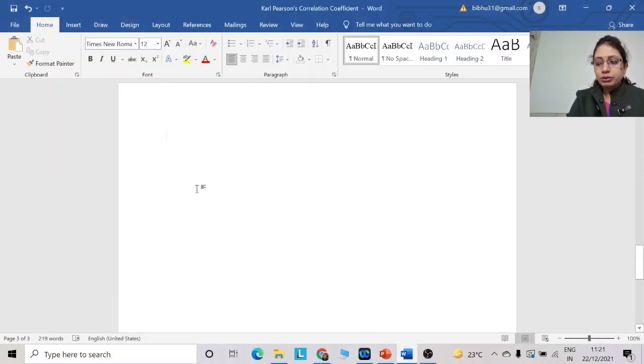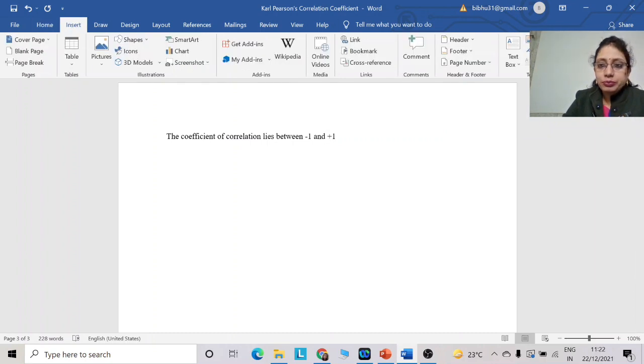So first, we are trying to prove that the coefficient of correlation lies between -1 and +1. So this we will prove now. To prove this, I'll take one quantity.